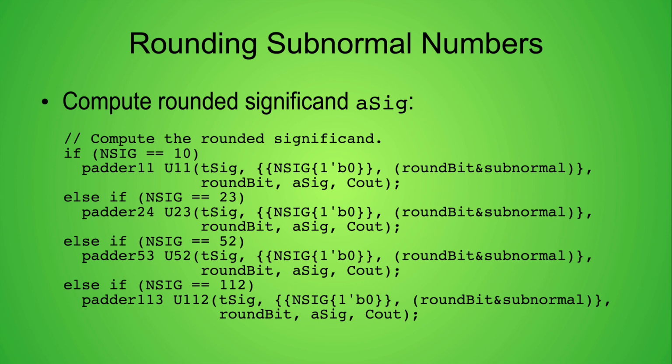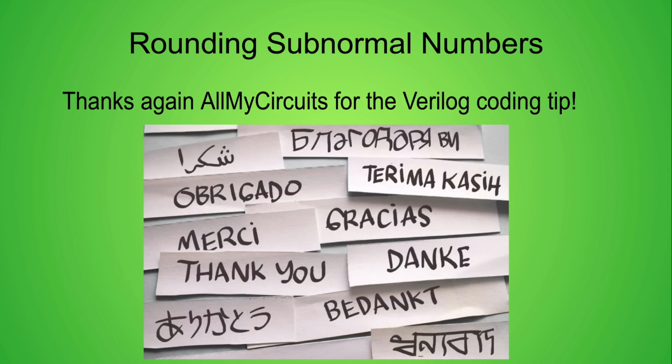This is the kind of situation I had been trying to solve using Verilog's if-def statements. In the comments section of an earlier video, All My Circuits pointed out that I didn't need a solution using if-def. I tested All My Circuits' advice and found that because nsig is a constant, the Verilog compiler only generates logic for the branch of the if statement which is actually true. Thanks again to All My Circuits.